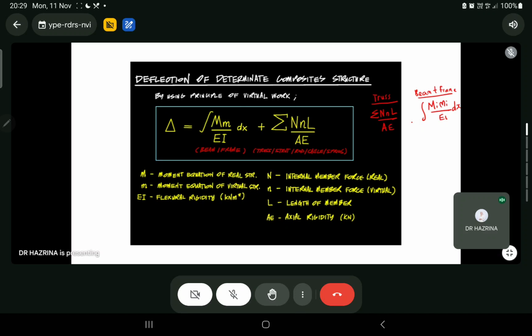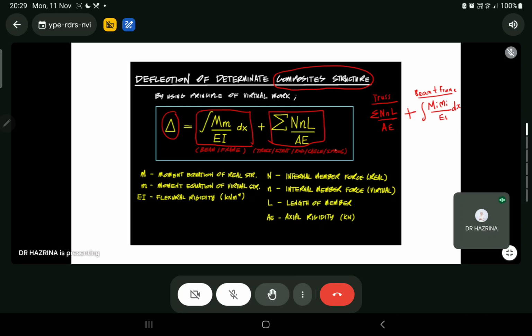So, bila you ada hybrid ataupun composite structures, okay, when you have a composite structures, so in terms of solving the equations, the equations will be combined in this manner. Sebab tu you akan ada deflection sama dengan this one, which is come from your beam of frame. And then this one will come from your whatever trusses, okay? Dia boleh datang pada truss, dia boleh datang pada strut, rod, cable ataupun spring.